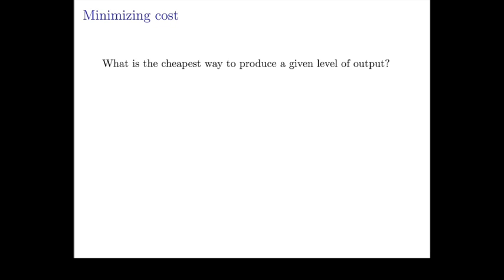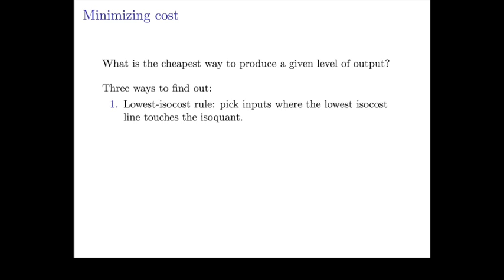Right? So we want to find, given a level of output, what is the cheapest way to produce that? Well, there's three ways to do that. These are going to correspond to the ways we found the optimal bundle for the consumer. Well, the first is the lowest Isocost rule. So look at the Isoquant for that given level of output and pick the point on that Isoquant that is on the lowest Isocost line.